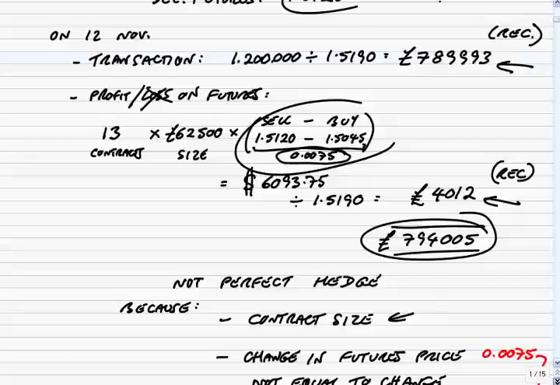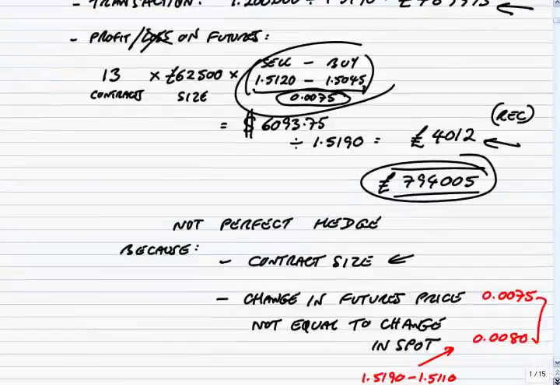But it should be clear to you that if the exchange rate had moved the other way, if the exchange rate had moved in our favour, and instead of going up to 1.519, if it had gone down to 1.50 or something, then we'd have ended up making a profit on the transaction. We'd have received more, but we'd have made a compensating loss on the futures. So depending on which way the exchange rate moves, one of the two will give a profit, one of the two will effectively give a loss.